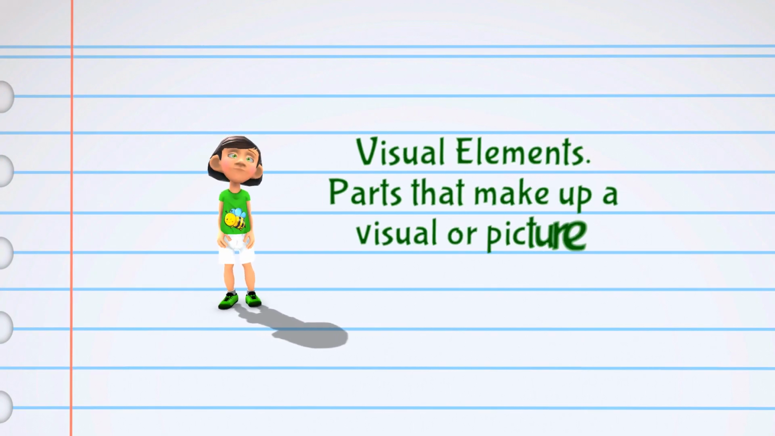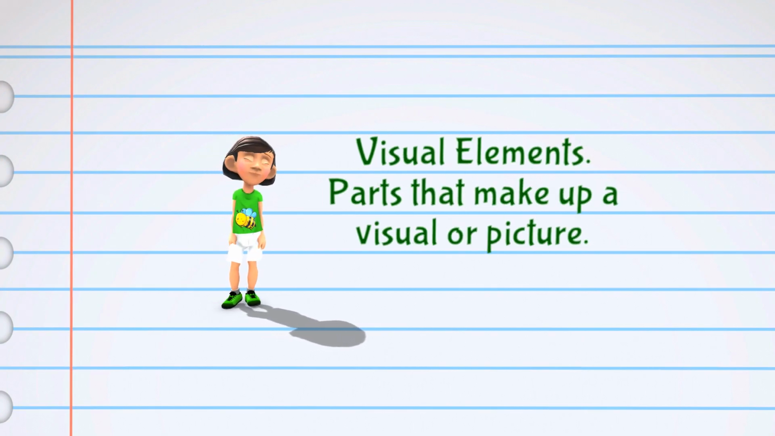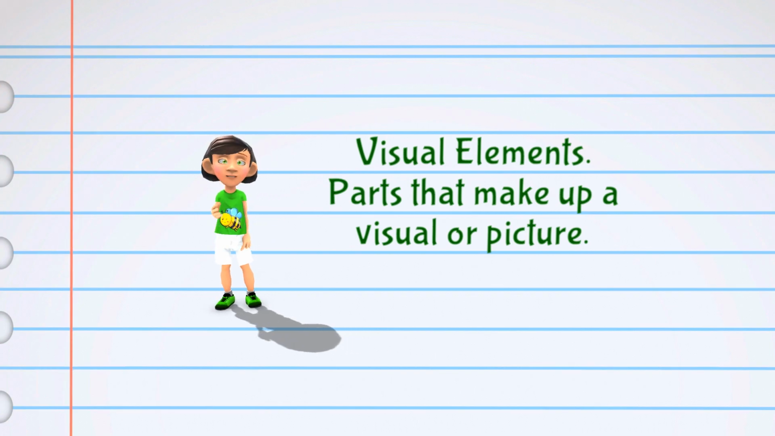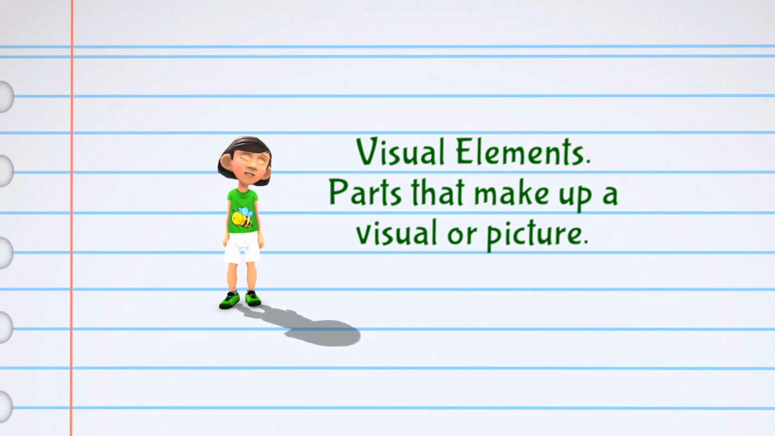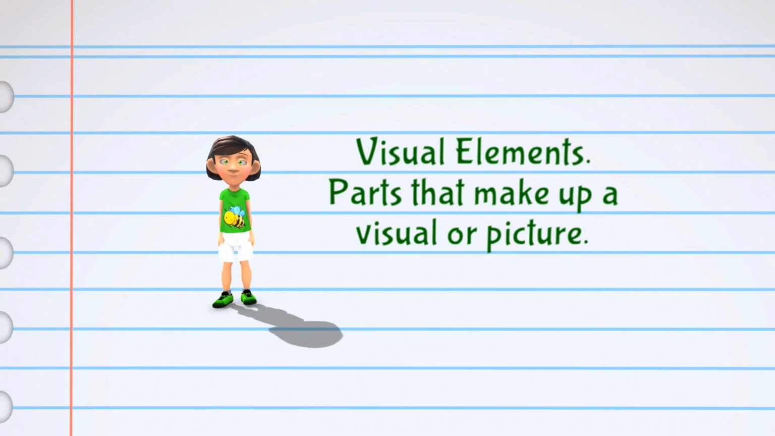Visual elements. Visual elements are the different parts that make up a visual or picture. There are 3 main visual elements.